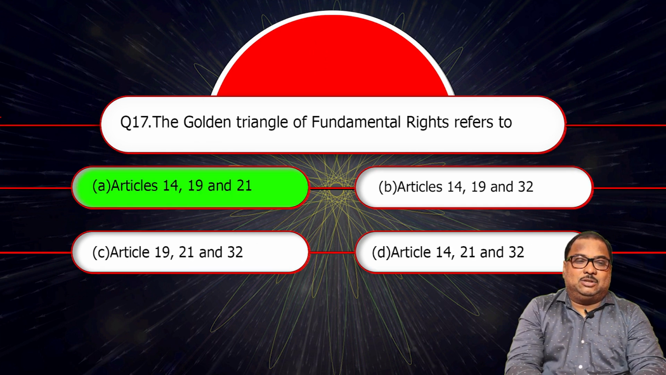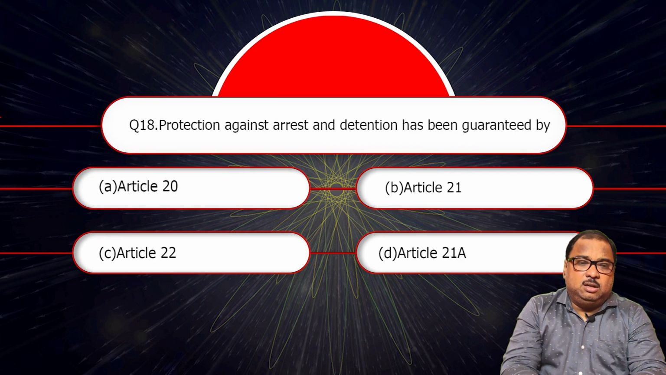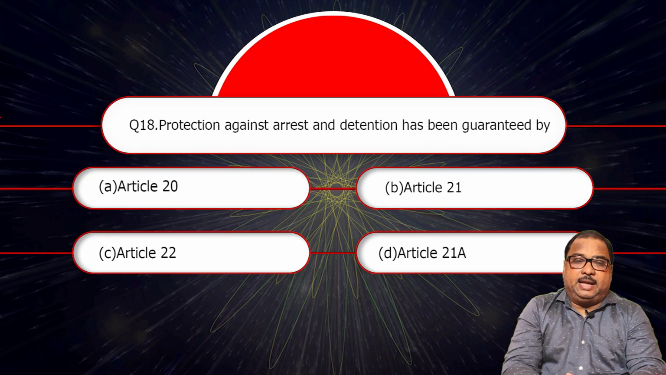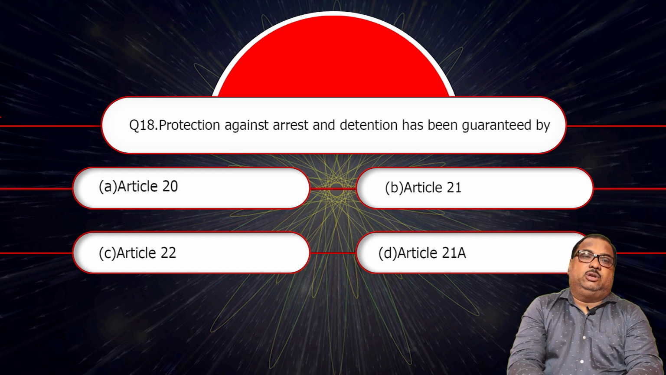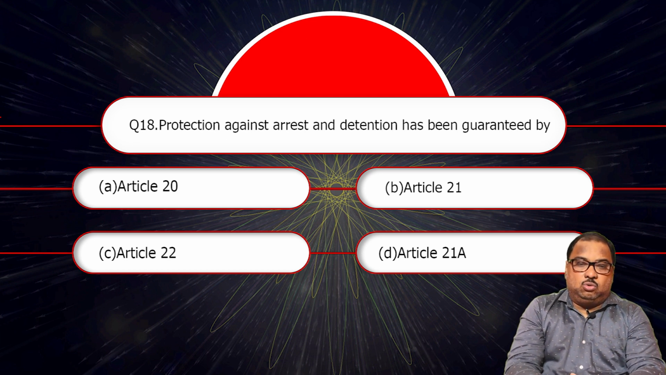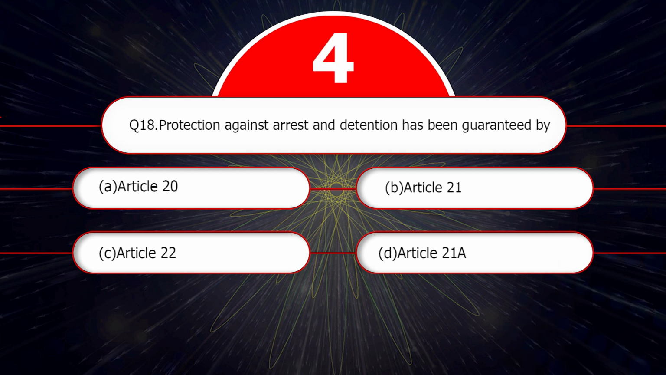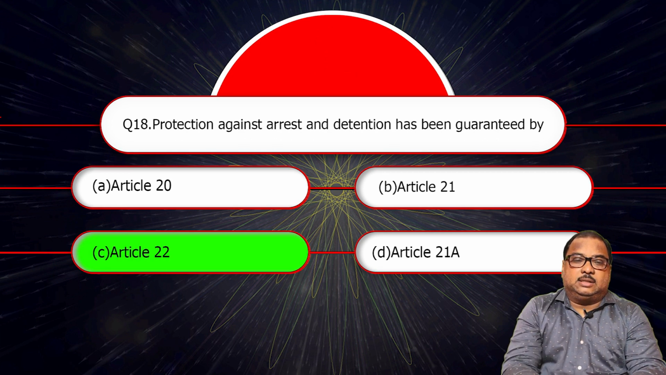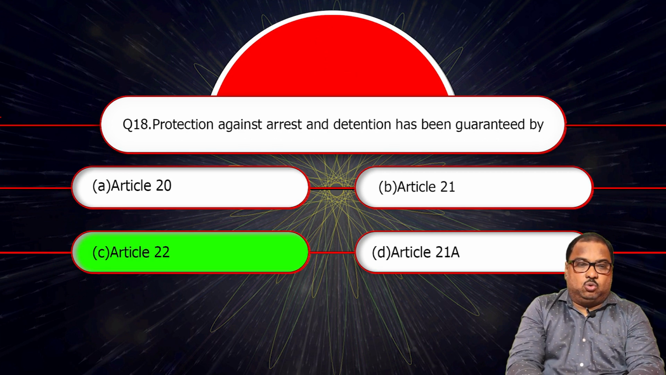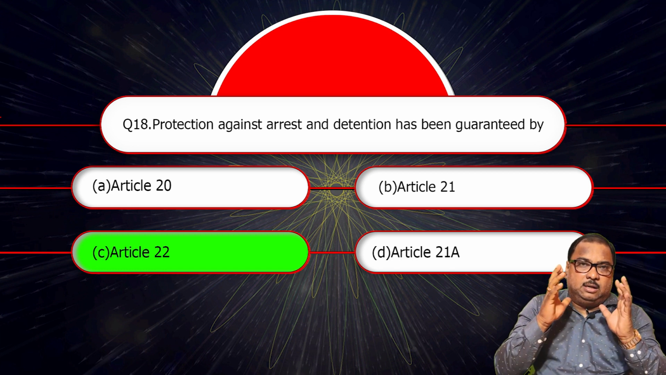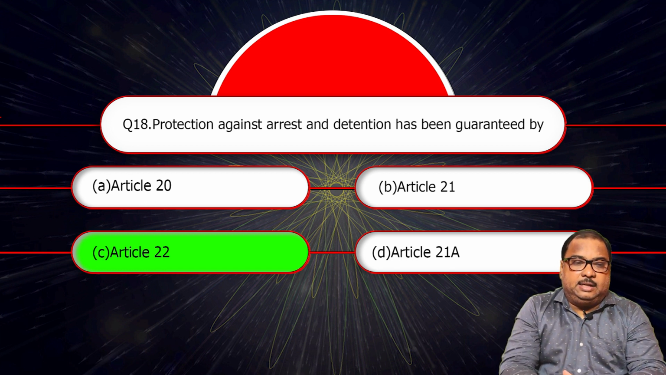Dear friends, the correct answer is option A, Article 14, 19 and 21. Next question. Protection against arrest and detention has been guaranteed in option A, Article 20, option B, Article 21, option C, Article 22, option D, Article 21A. Your time starts now. Correct answer is option C, Article 22. This gives us certain provisions which can guarantee our protection against arrest and detention.